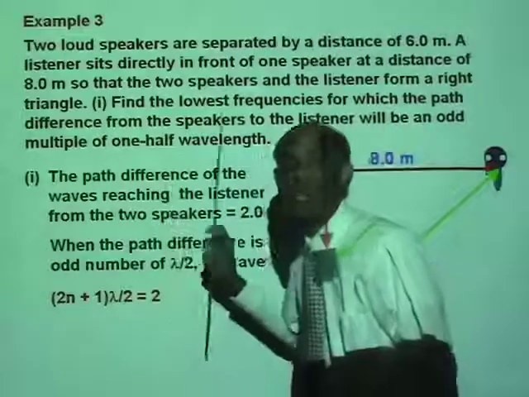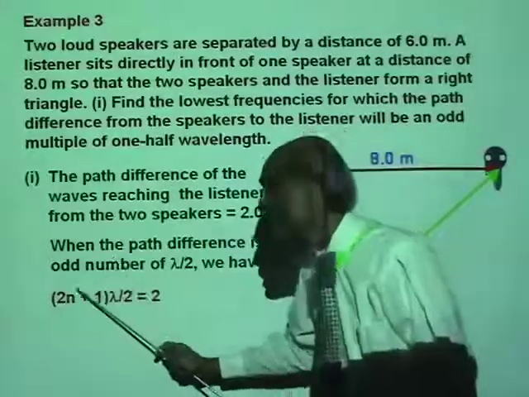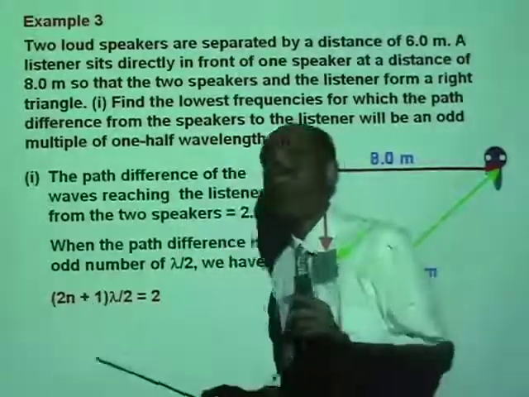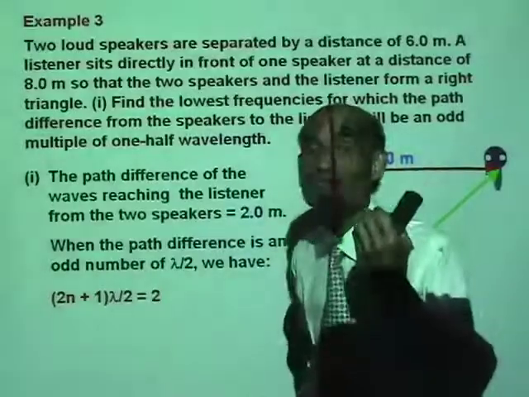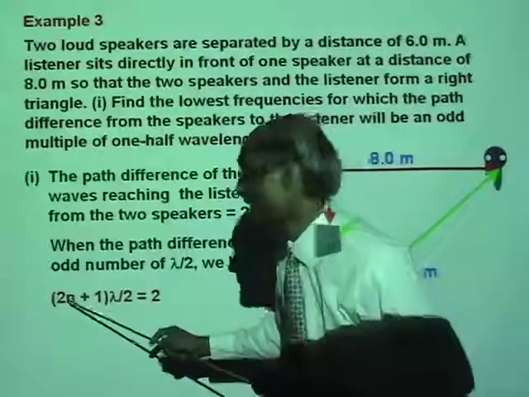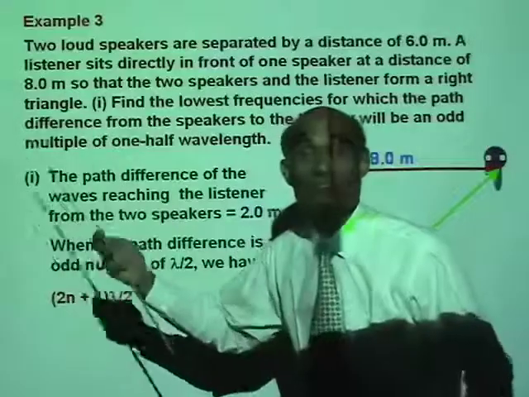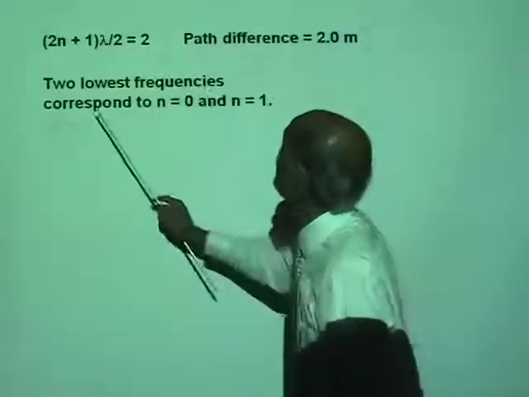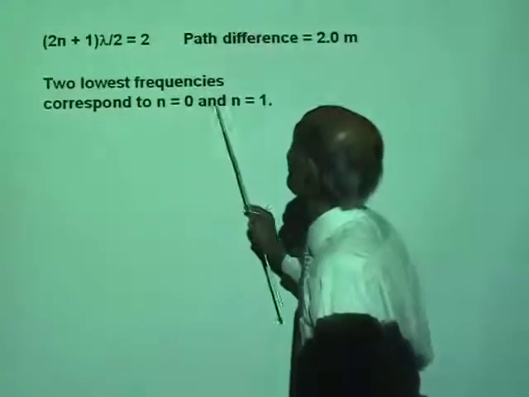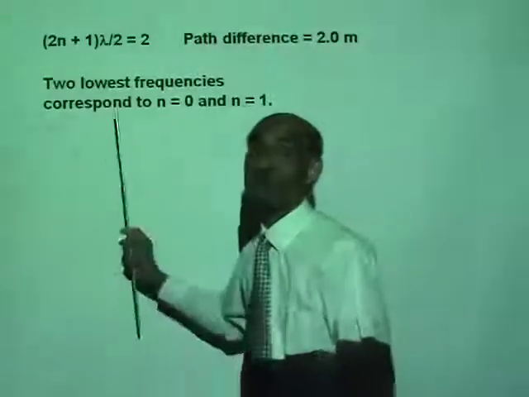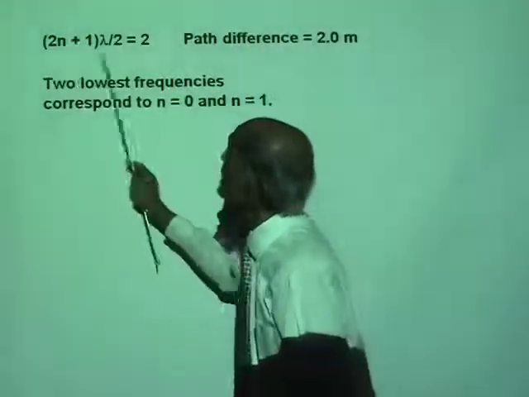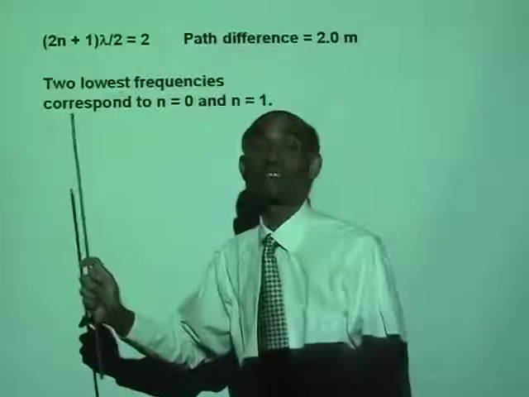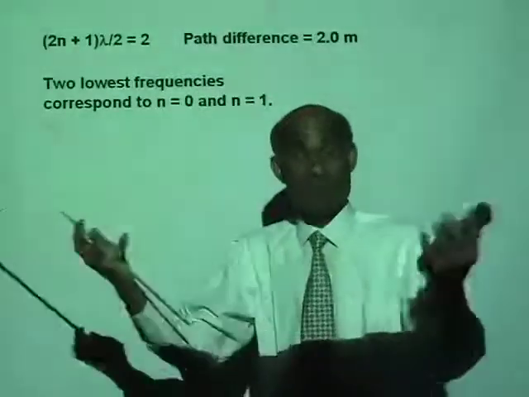And we need to find the lowest frequencies. That means the lowest frequencies will correspond to the lowest values of n. What are the lowest values of n? Integer values. n equal to 0 and 1 are the two lowest values. Alright? The two lowest frequencies correspond to n equal to 0 and n equal to 1. So what we will do is, we will assign n equal to 0 here and find the corresponding value of the wavelength. Once you know the wavelength, we can then figure out the frequency.